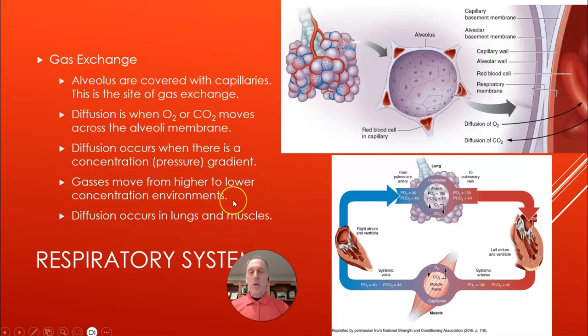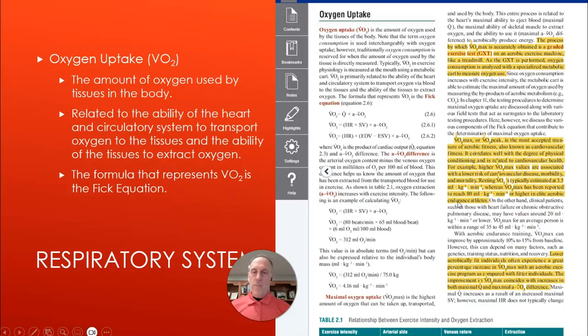And so this is all about a pressure gradient on the oxygen side and the CO2 side, with the diffusion happening at the muscular level, right? As oxygen hops off and CO2 hops on. And also you have it at the alveolar level, where CO2 jumps off and then oxygen jumps on over and over. So with oxygen uptake, it's the amount of oxygen that's used by the tissues in the body.